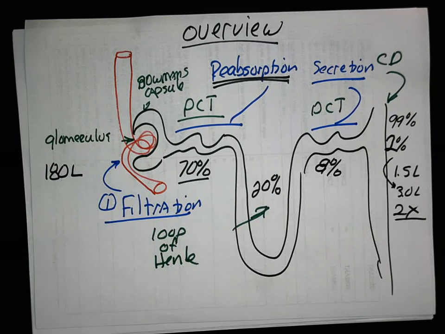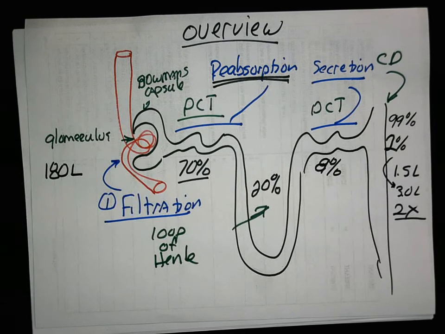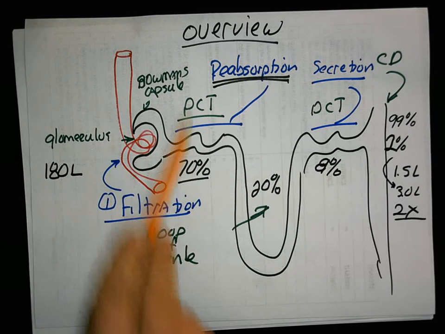When it goes into the Bowman's capsule, it's losing the plasma. Is that what you said? Yes, by filtration. We discussed filtration as passive transport. Hydrostatic pressure forces the fluid out into the Bowman's capsule. So we'll look at the filtration process in detail in just a little bit.